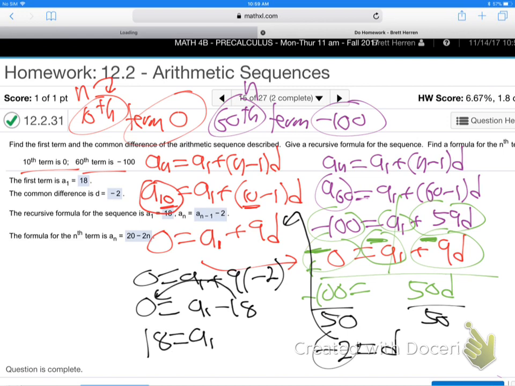A1 is 18. So we got A1, we got D, we got all we need. So what do they want? They want you to say, give me A1, give me D. Now, let me explain this part right here. This part can be confusing for you. Here's A1 again. And then they say this.